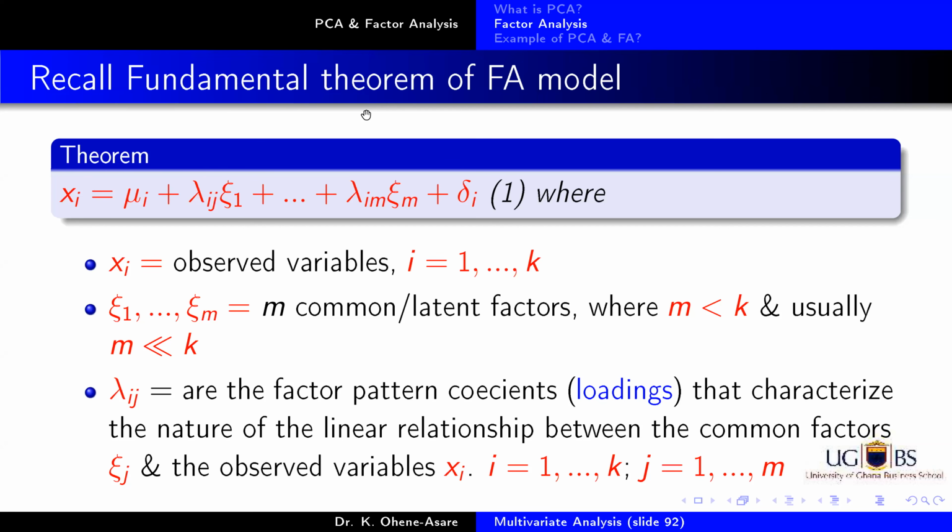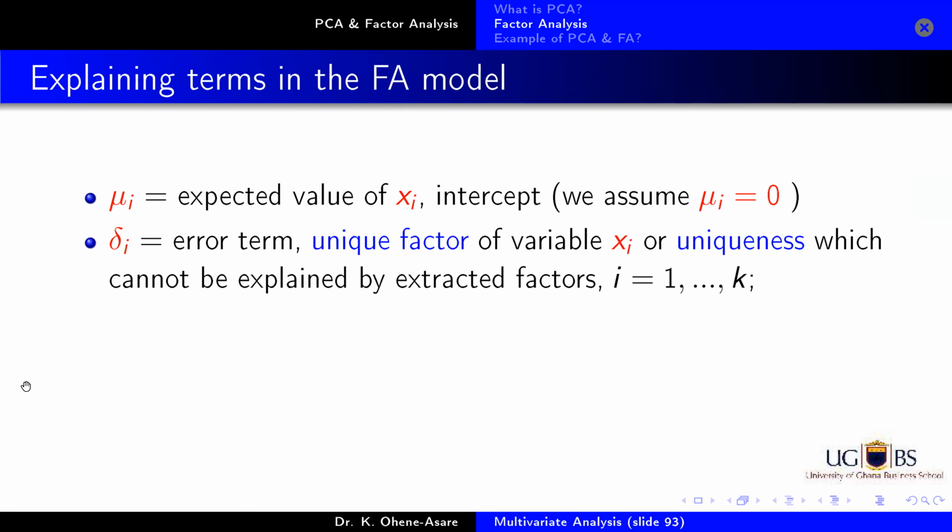We spoke about it the last time. The fundamental theorem of factor analysis model. And those are the items in there. We indicated that the intercept is not that much important. Okay, that's what we said. And then we spoke about the common factors, and then we spoke about the latent, the communalities. Okay, the communality, the unique factor. That's the delta i. Okay. The unique factor, the uniqueness.